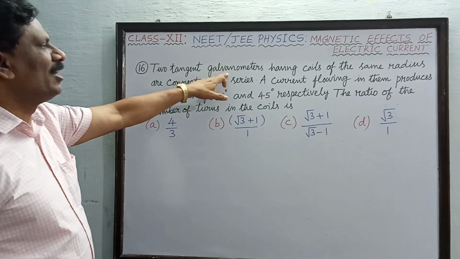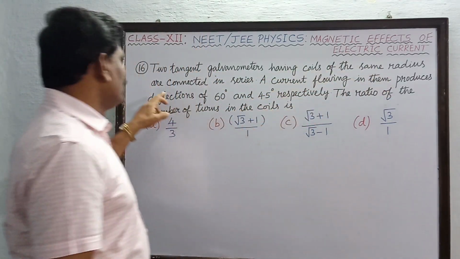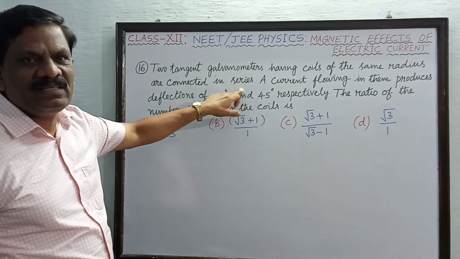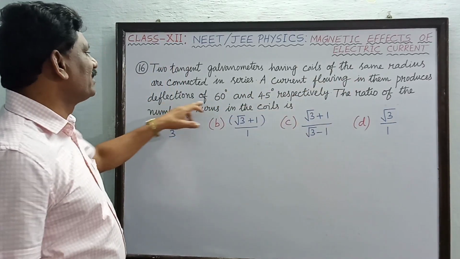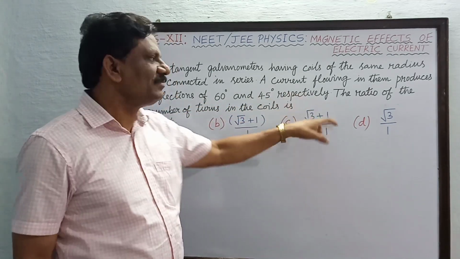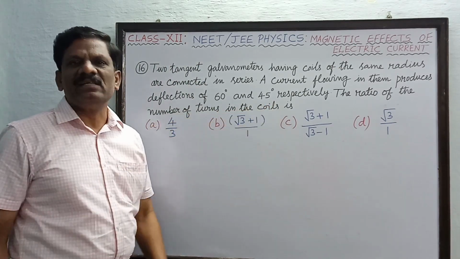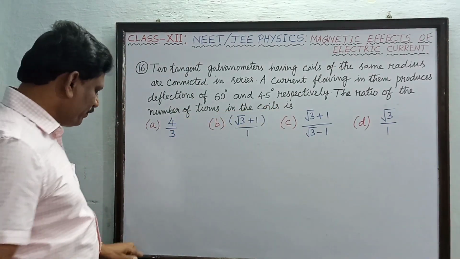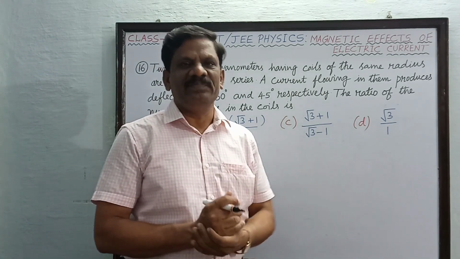Two tangent galvanometers having coils of the same radius are connected in series. A current flowing in them produces deflections of 60 degree and 45 degree respectively. The ratio of the number of turns in the coils has to be determined. So this problem is based on the tangent law.